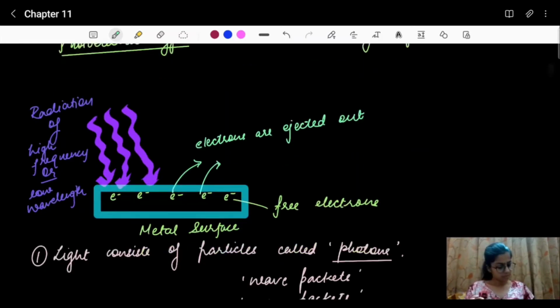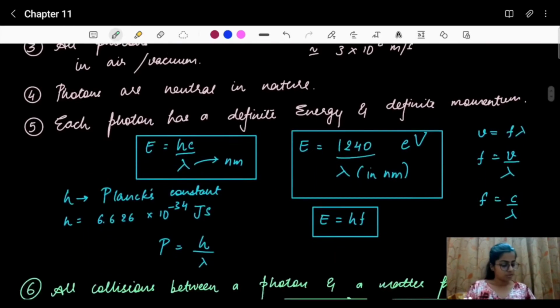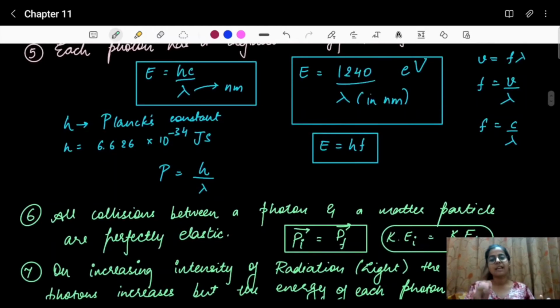Then we defined a number of properties for photons: what photons are, their mass and all that, and what the energy of each photon is. This equation was important, hc by lambda, or you can also call it hf. So the more the frequency of light, the more will be the energy. Or we can say, the less the wavelength of light, the more will be the energy.